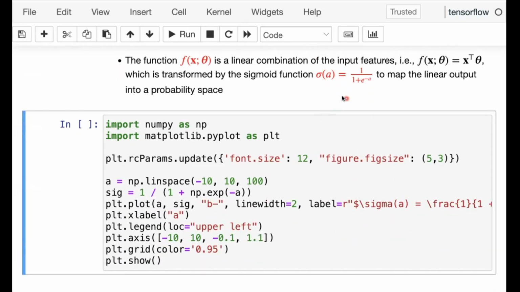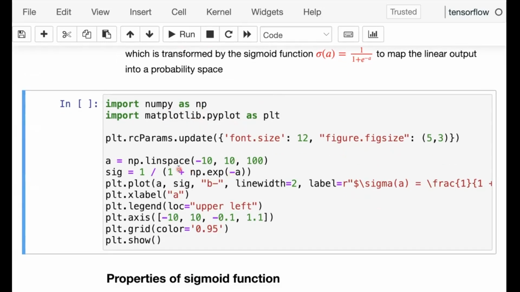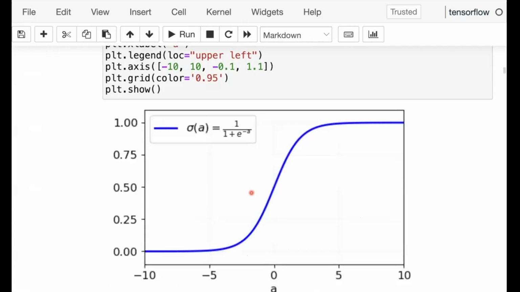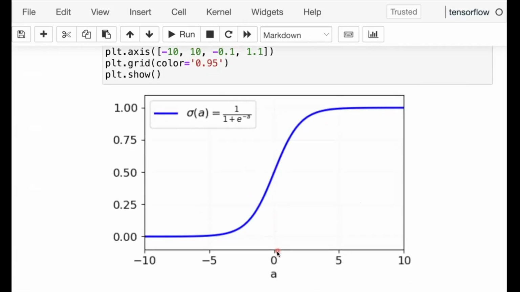So in order to plot this function, we import NumPy for numerical arrays and matplotlib. And here I'm assuming that I want to plot this function for values of a from negative 10 to 10. The sigmoid function is 1 over 1 plus e to the negative a. And so here we can see that at a equals 0, this function is 1 over 1 plus 1, which is 1 over 2. So that's where we get 0.5.